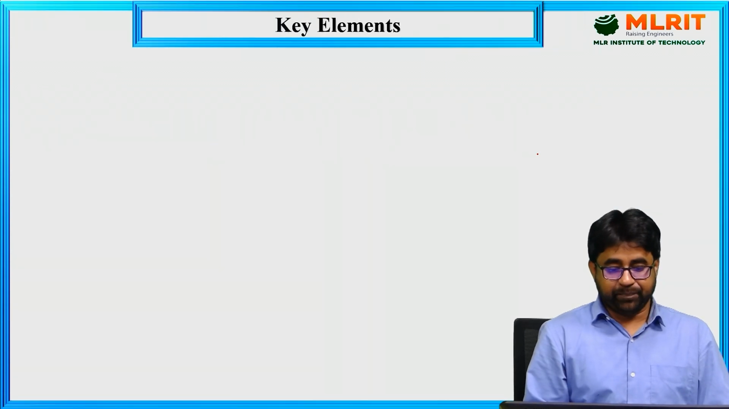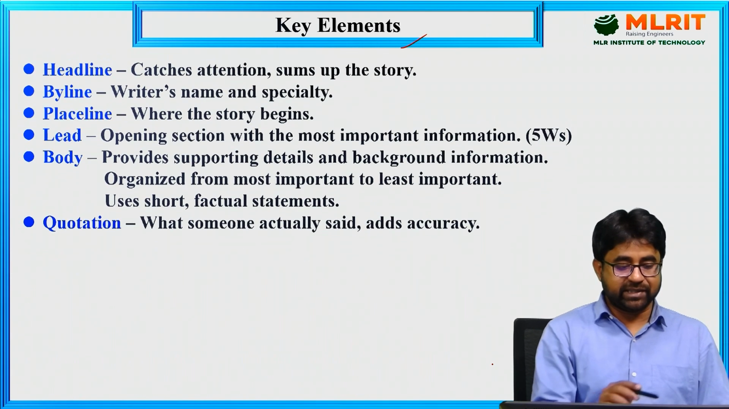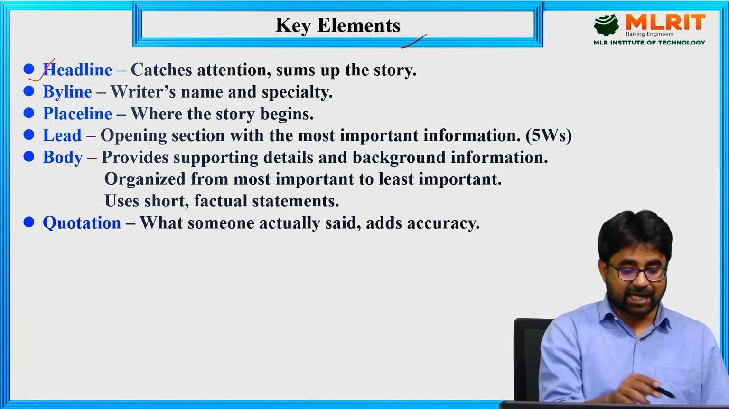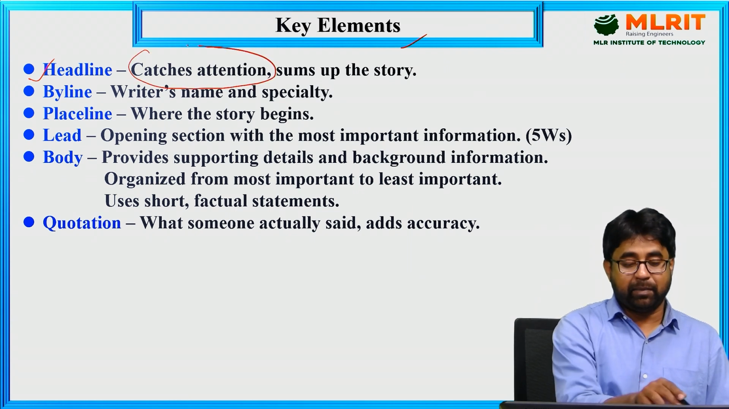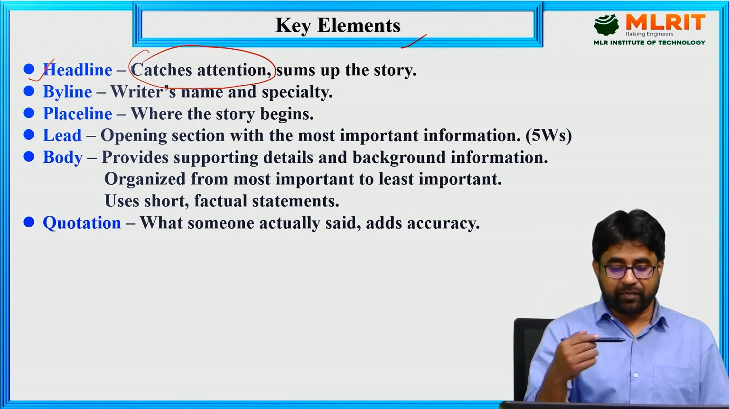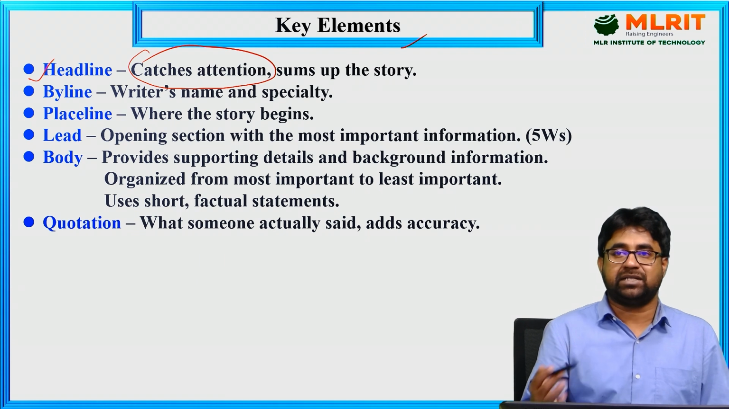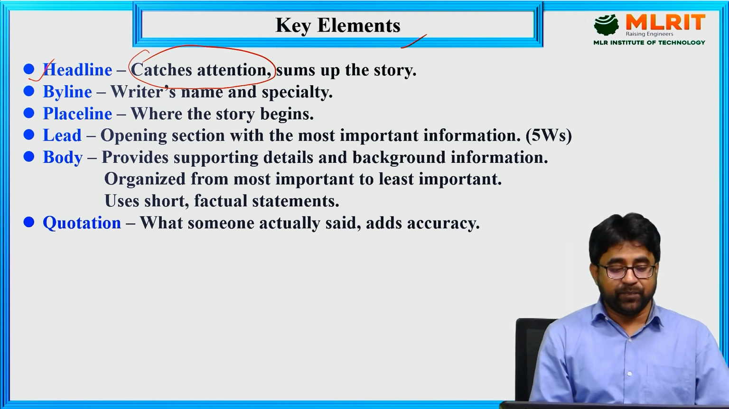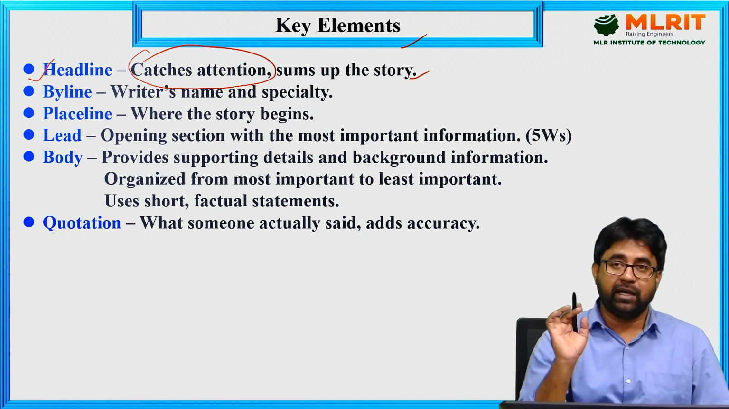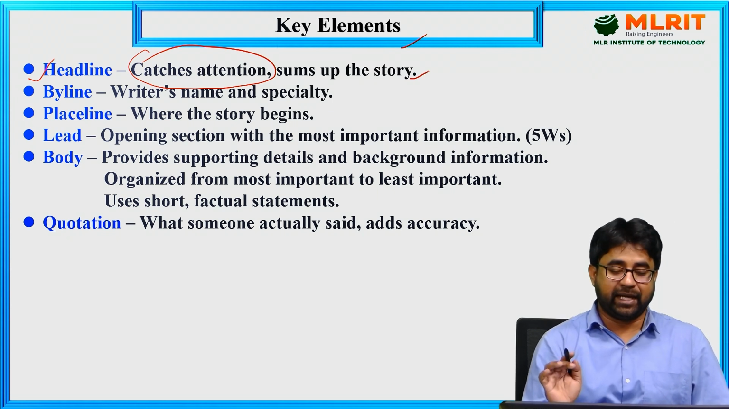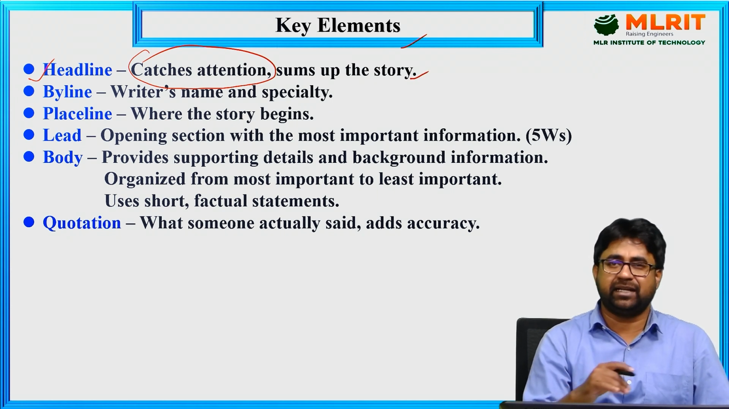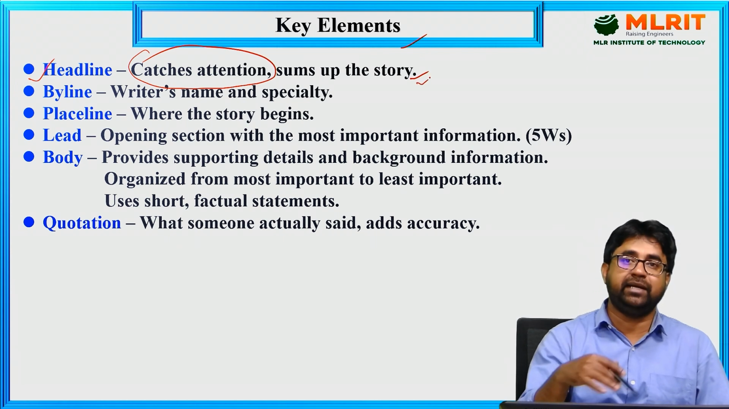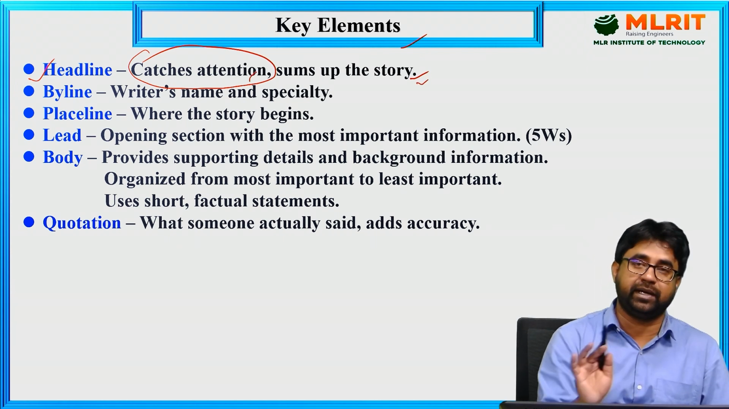So let's see the key elements. What are the key elements? The first thing is the headline. Now, how do you write a headline? It should be very short, precise, and most importantly, it should be able to catch the attention of the reader. It should be very catchy. That means it should be flashy. That's why you will find very interesting kinds of headlines in news reports, right? So that is one thing. Please remember the features that you should take care of. It should be very catchy. It cannot be a simple sentence, right? It should be written in such a way that it immediately catches the attention of the reader. So that is one thing.